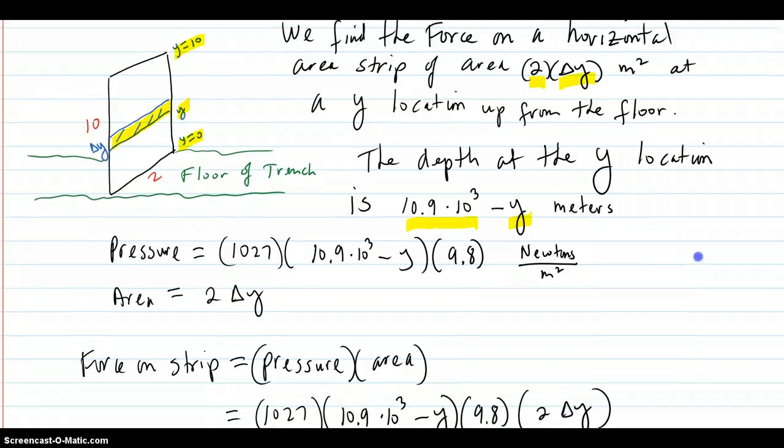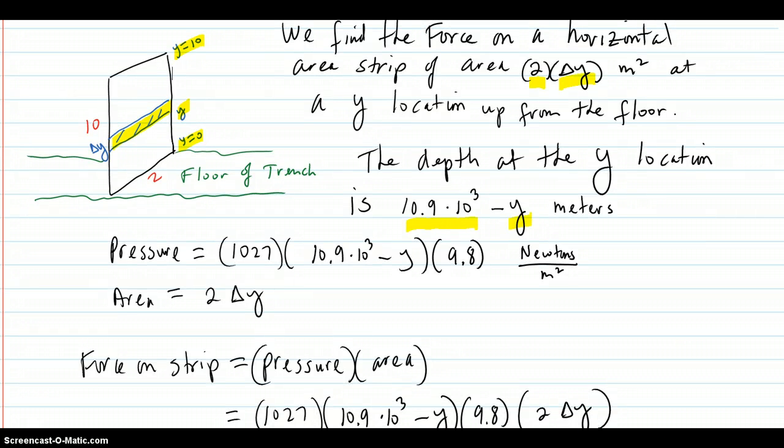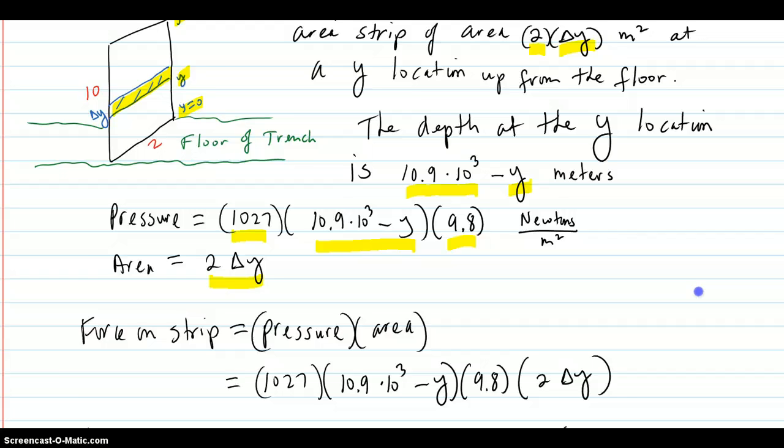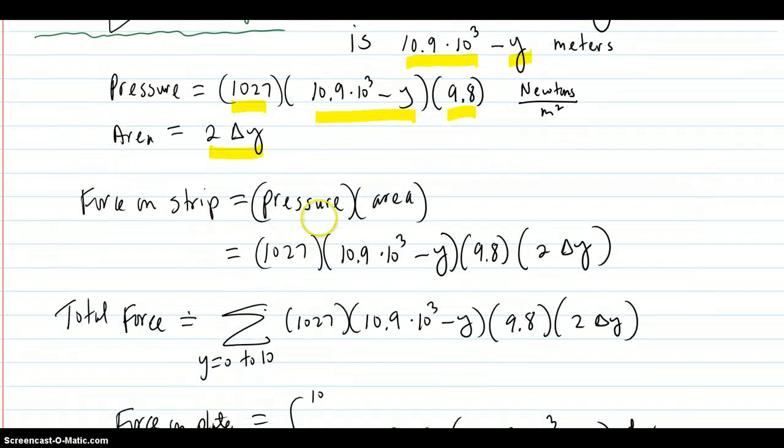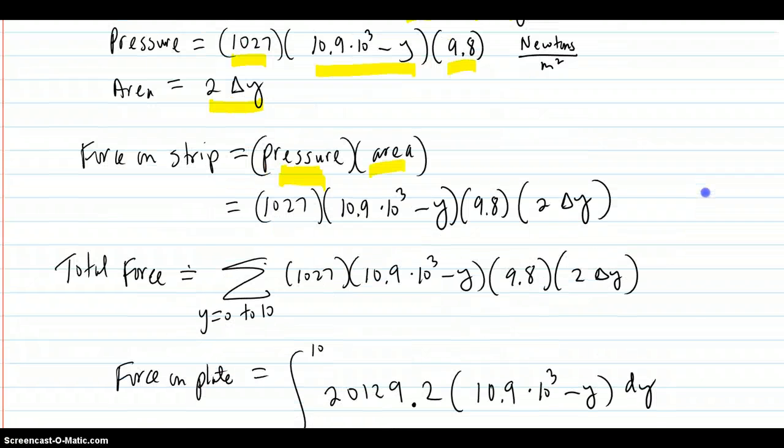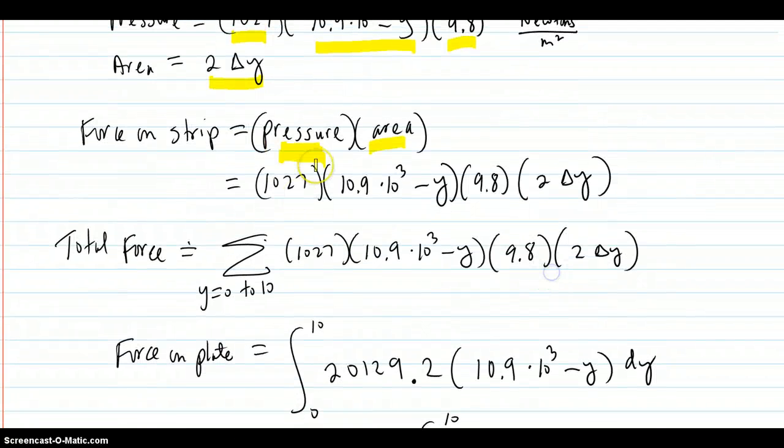So the pressure at that y location is your density, your depth, and the gravity. That's newtons per square meter. The area that we're talking about is 2 delta y, so the force in the strip is pressure times area, and so that's your pressure right here and your area right there.